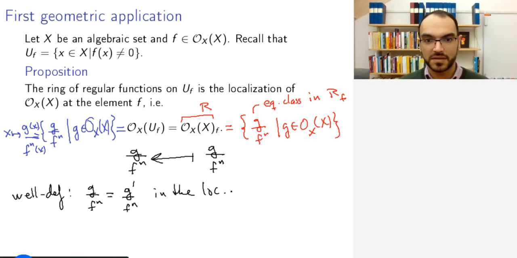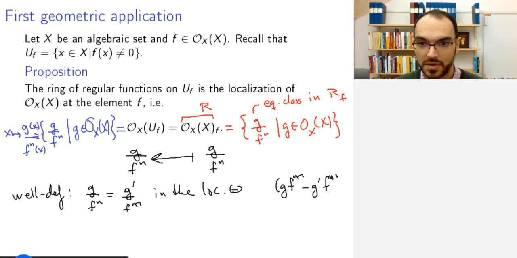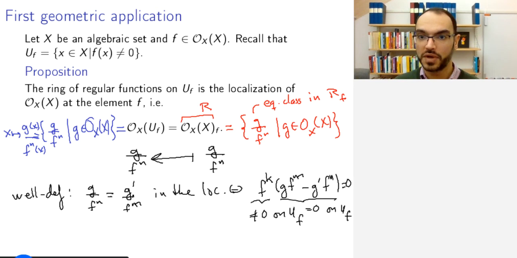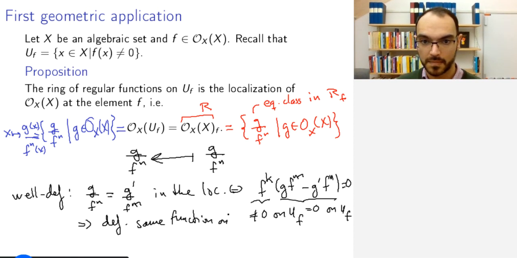So what does it mean that they are the same in the localization? This means that this difference, g f to the power n, and this doesn't have to be the same n, it can be some m, so g f^m minus g' f^n becomes 0 when you multiply it with some power f^k, some element in the multiplicatively closed set. This was the definition of localization. Note that on U_f, f is not 0. This is how U_f is defined. So f^k is never 0 on U_f, and therefore the difference has to be 0 on U_f, and therefore they define the same function on U_f. That's the important non-trivial part.